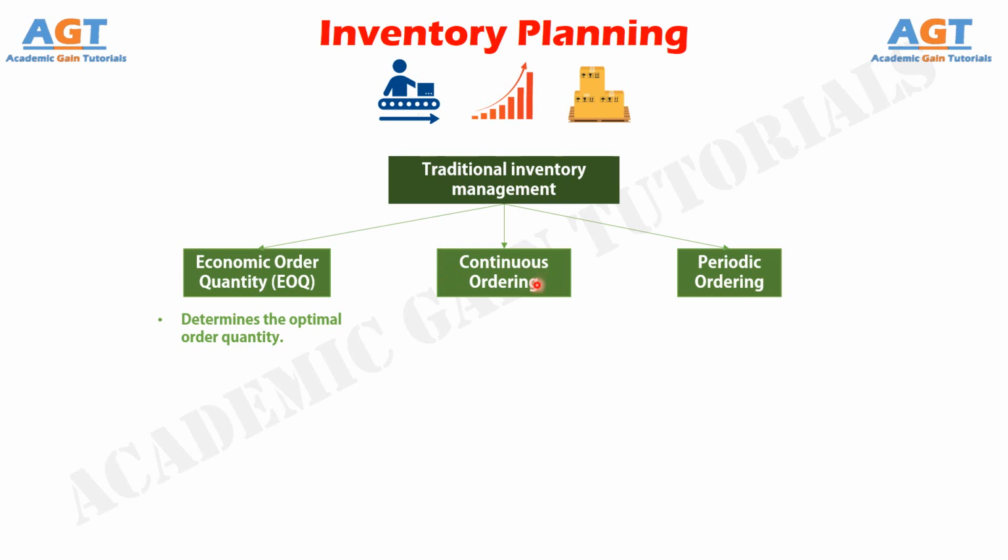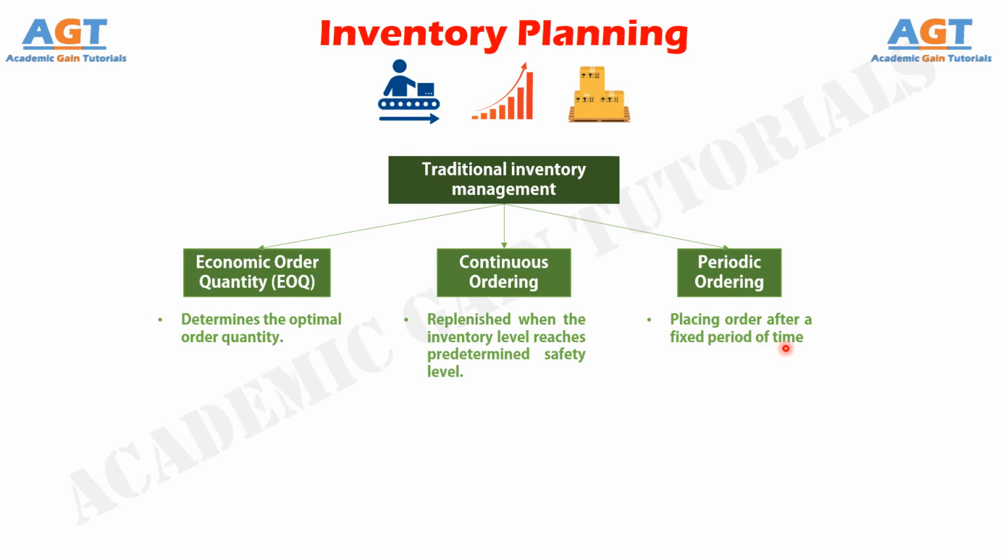Then we have the continuous order model. This model of inventory management works on fixed order quantity basis where a trigger for fixed quantity replenishment is released whenever the inventory level reaches predetermined safety level and triggers reordering. And finally, the periodic system model. This model works on the basis of placing order after a fixed period of time.